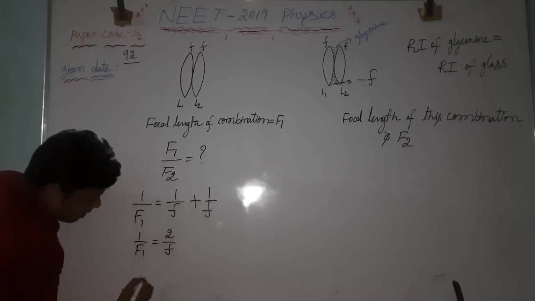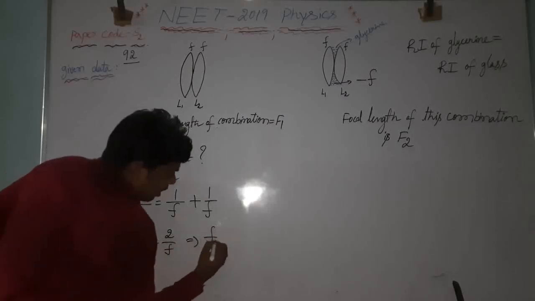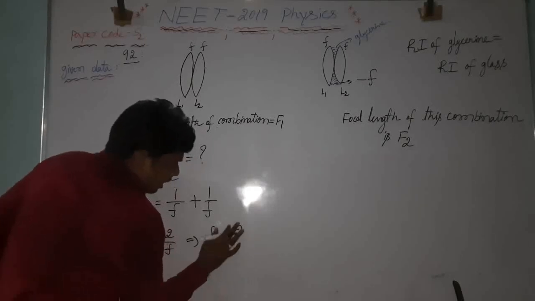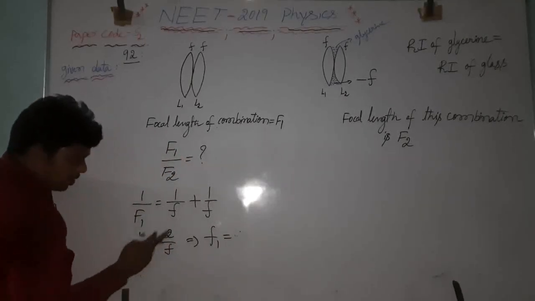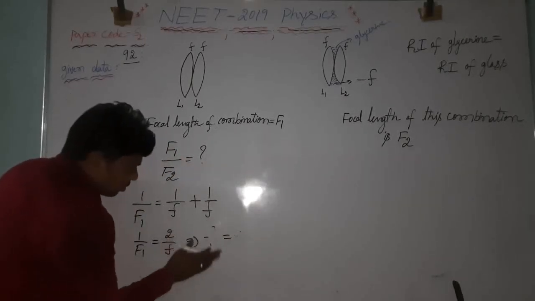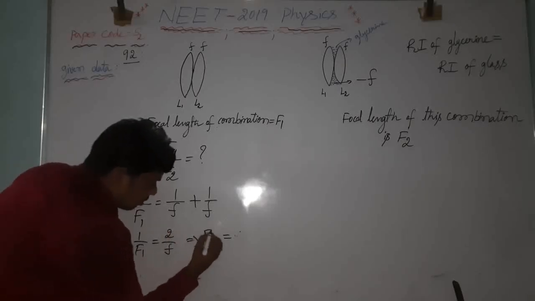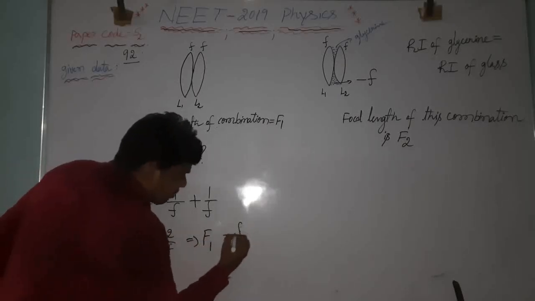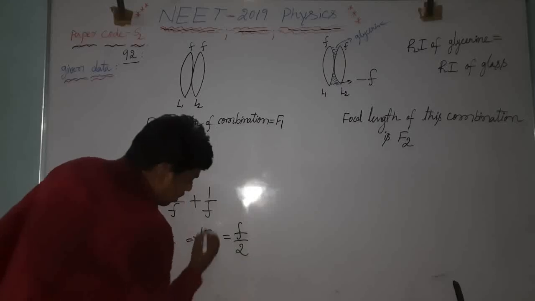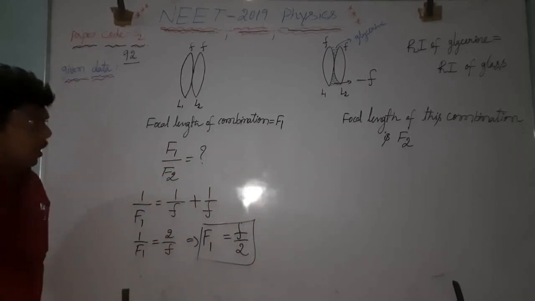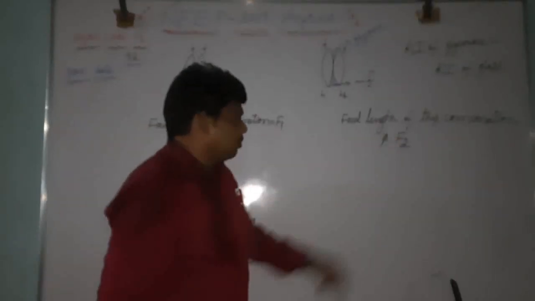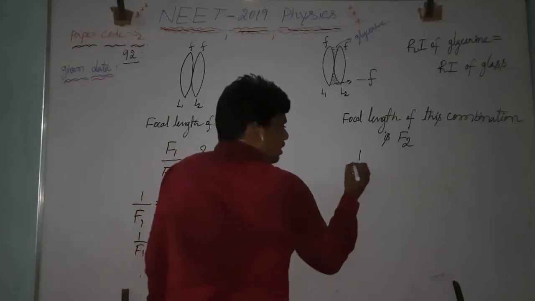That is nothing but f1 is equals to what? 1 by f1 is equals to 2 by f, so f1 is equals to f divided by 2. We got the f1. Next, what we have to calculate? f2. Again, here also combination of lenses only.